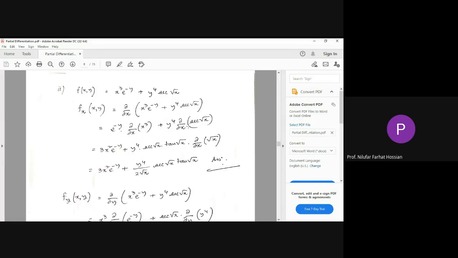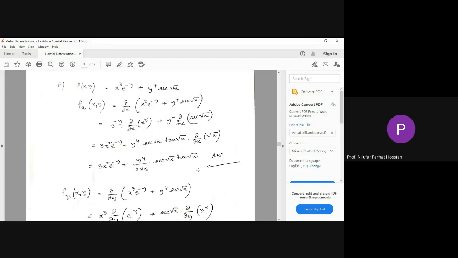Here d dx of sec root over x. Here also d dx of root over x. Now, what is the d dx of root over x? It should be 1 by 2 into root over x. So it should be y to the power 4 divided by 2 into root over x, sec root x, tan root x.